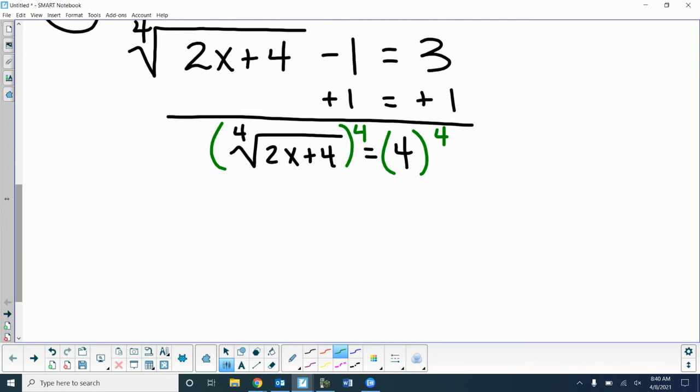Any questions so far? So Kennedy, what is the 4th root of 2x plus 4 to the 4th power? What do these two do to each other? Cancel. What's 4 times 4 times 4 times 4? 256. Yeah, 256.